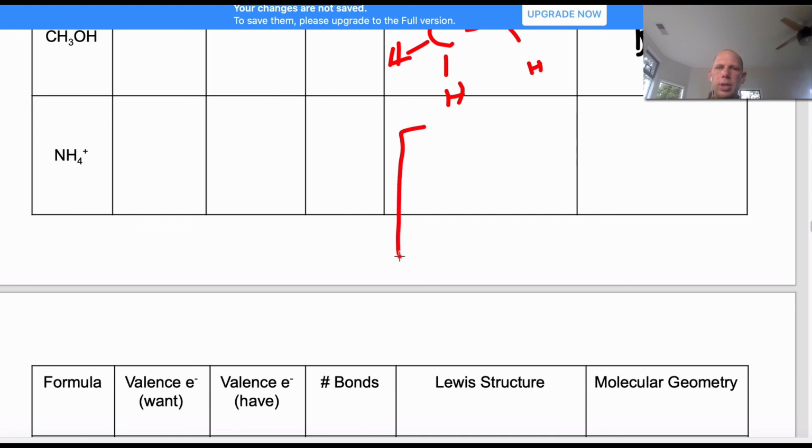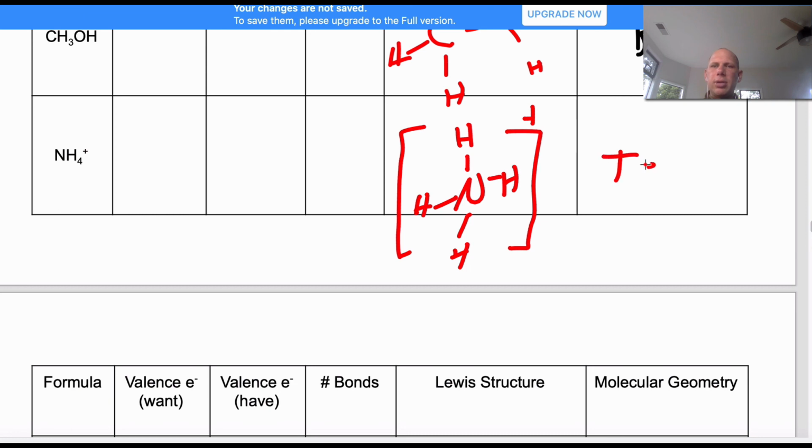So yeah, got our brackets here. And H, H, H, H plus. And that's going to be our old tetrahedral.